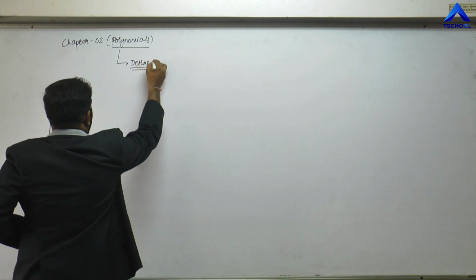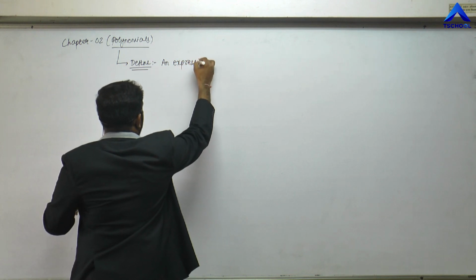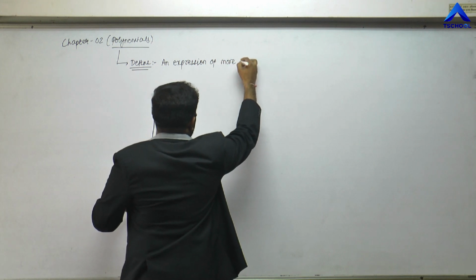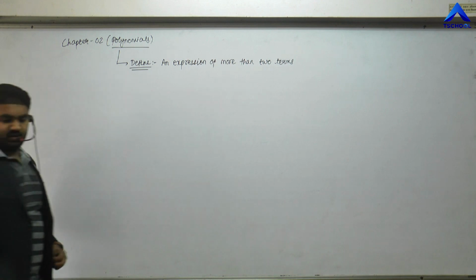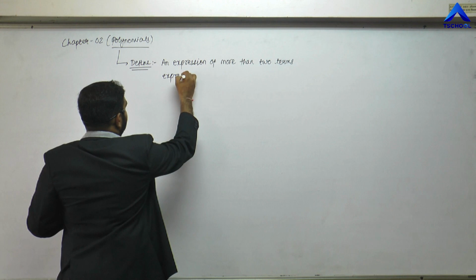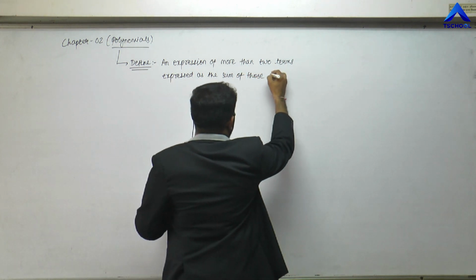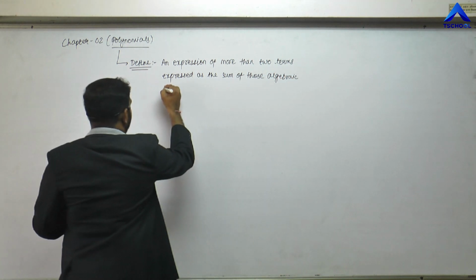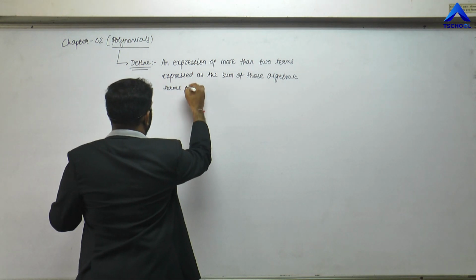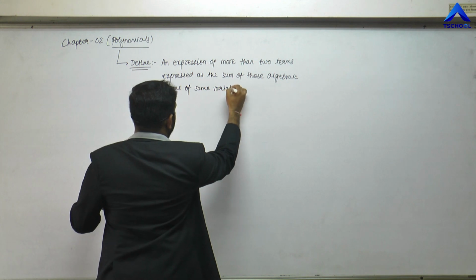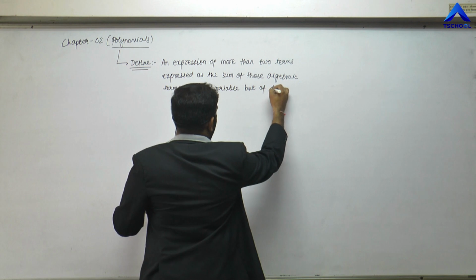Define polynomial. If it is asked how to define the polynomial, then it is nothing but an expression of more than two terms, expressed as the sum of those algebraic terms of the same variable but of different powers.